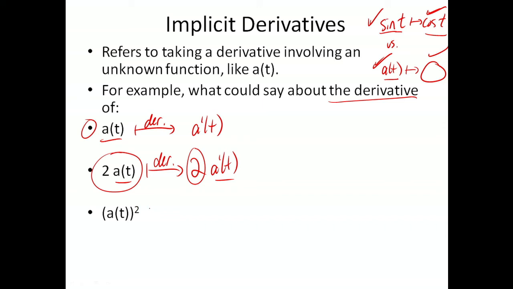All right, now let's try one that's actually harder. I want to compute the derivative of something like a of t, where a of t is just this unknown random function, but it's being squared. Okay, so now let me come back up here to our setup problem. What if I have, let's say, sine of t squared?